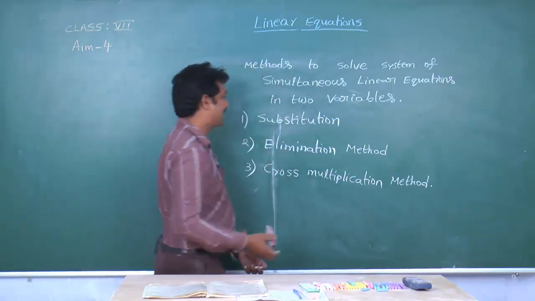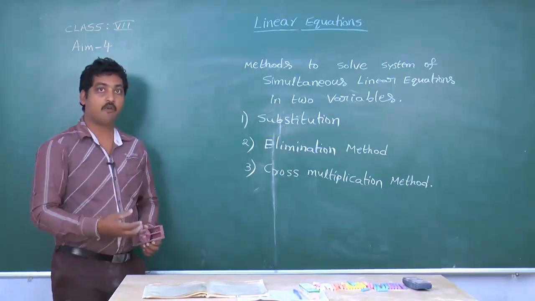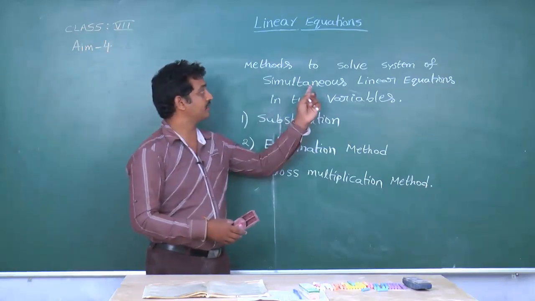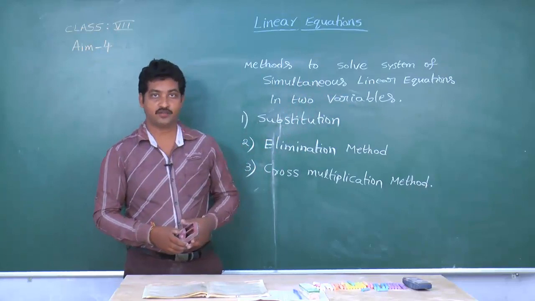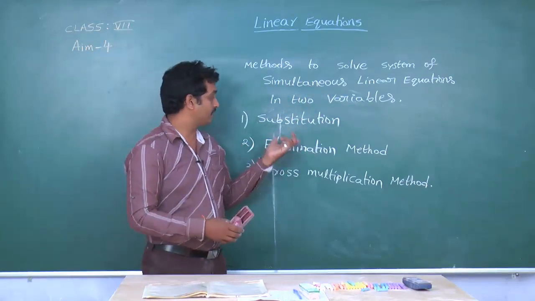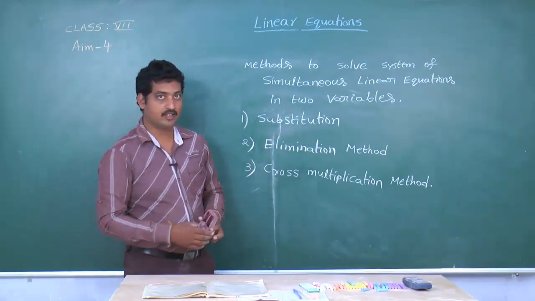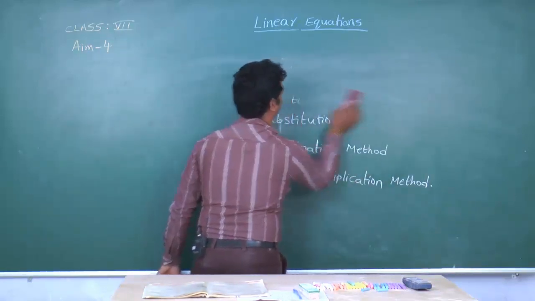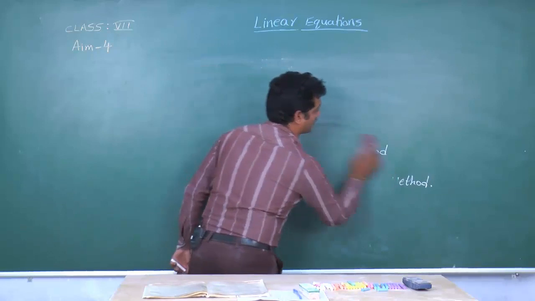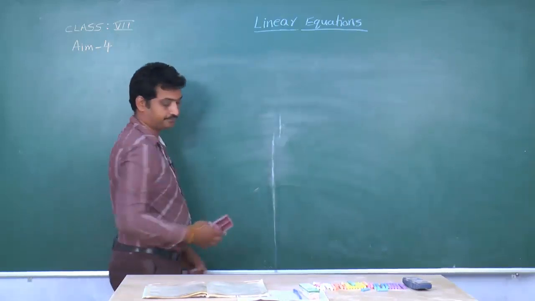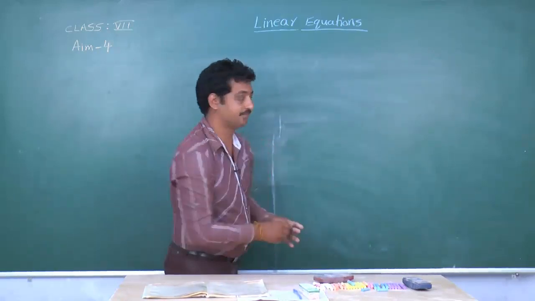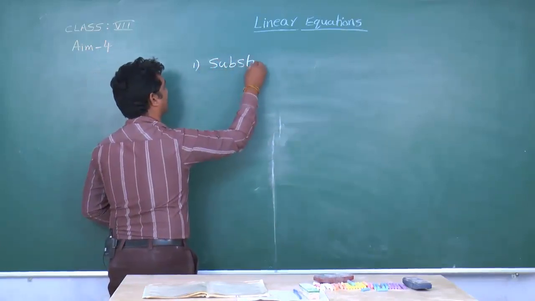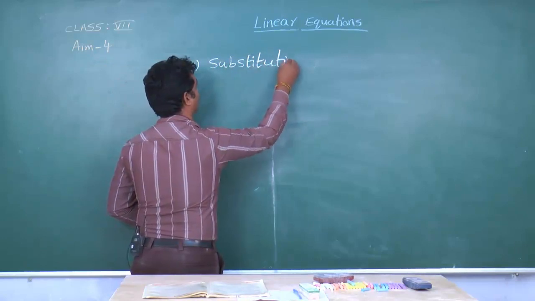Now, let us see the substitution method, what steps are involved in the substitution method for solving simultaneous linear equations in two variables, and what steps are involved in the elimination method. Let us see by taking one example. Substitution method. First one is the substitution method.